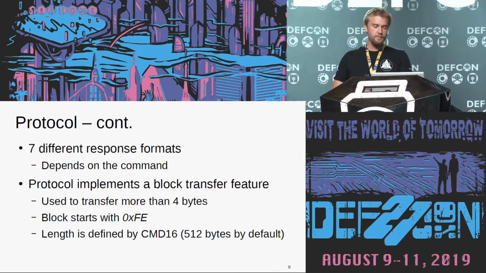To communicate with the memory or the files within the card, 4 bytes is not that much. So there's also a block transfer mode where basically you first send a block start command, which is just 0xFE, and then you send all your data. Then you need to send the CRC, and then the card will process the information. There's no length checking by itself. By default, it's 512 bytes. But you have a command, command 16, that allows you to change the data size.